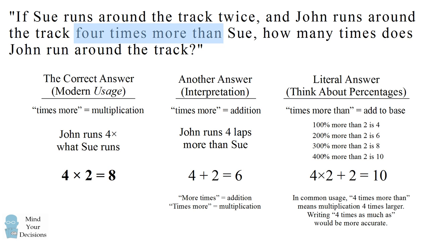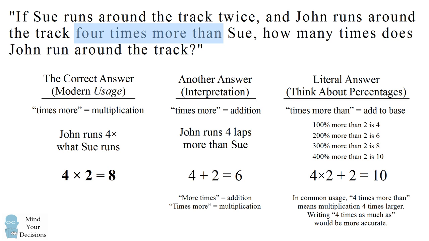A more literal and correct way to refer to multiplication would be writing "4 times as much as." And you'll see that many writers use the phrase "times as much as" to mean multiplication. It's a very strict way of writing it. So I would caution you against using this literal interpretation unless you see percentages.